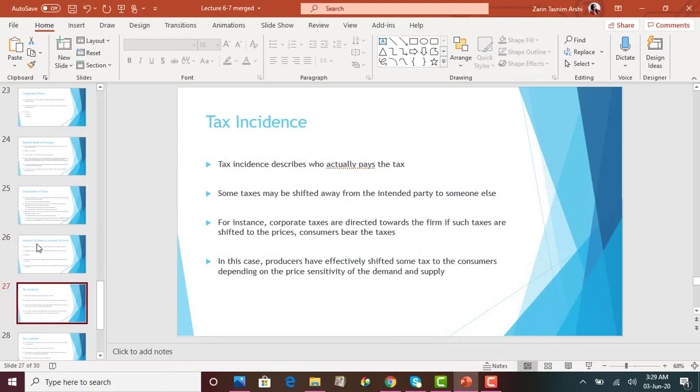Okay, then last couple of concepts. Tax incidence basically describes who actually pays the tax. Some taxes may be shifted away from the intended party to someone else. So for instance, if the government imposes corporate taxes on business, the businesses will often increase the price of the goods also. So they will shift the burden of the taxes onto the consumers, and that is called tax incidence. Who is taking the burden of the taxes, so that's tax incidence.